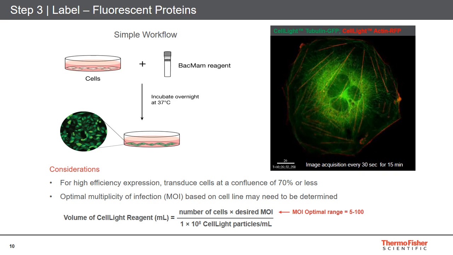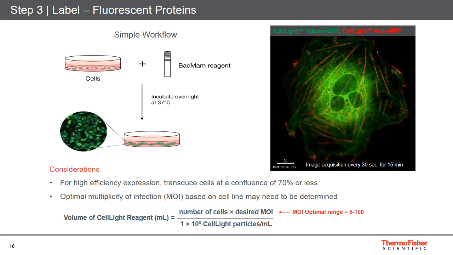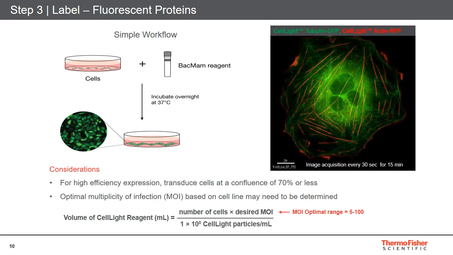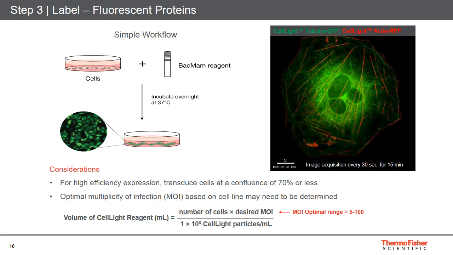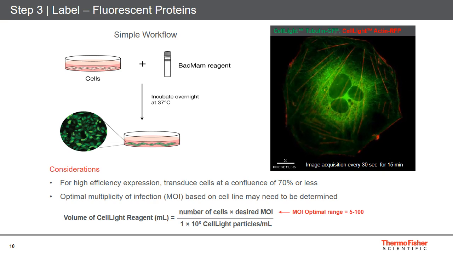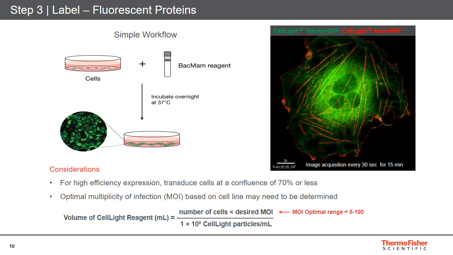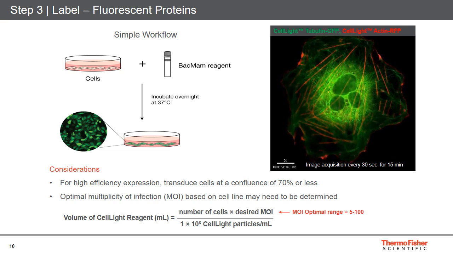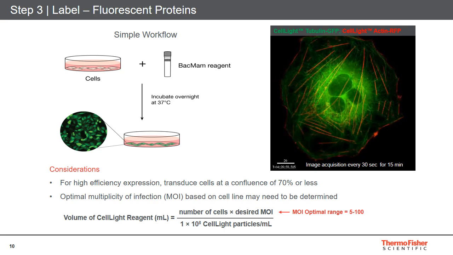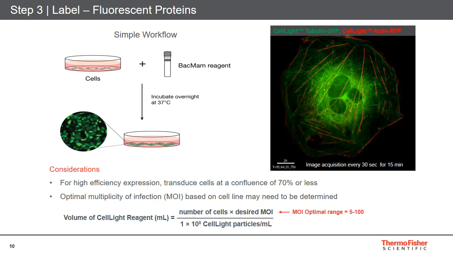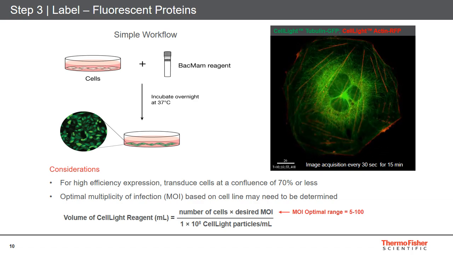You need to determine what's called the MOI, or the multiplicity of infection, and that's done relatively easily. You essentially need to establish a titration of the viral particle on your cells, and generally speaking, this range is somewhere between about 5 and 100 viral particles per cell. And using a very simple equation that's highlighted there on the bottom, you can determine the volume of reagent that you need for your labeling.